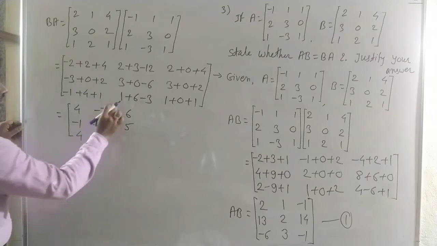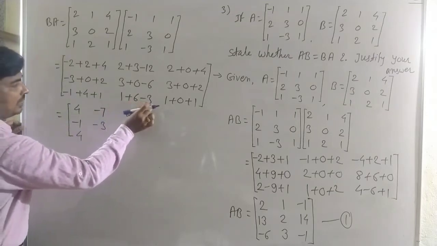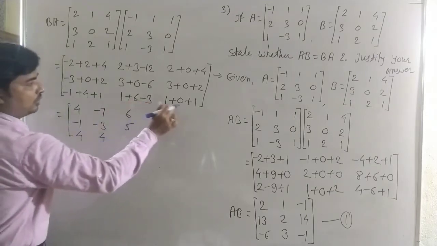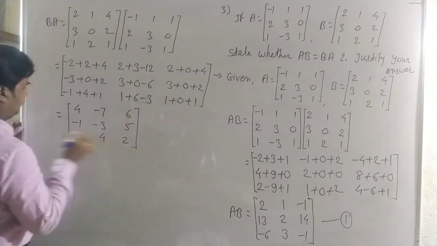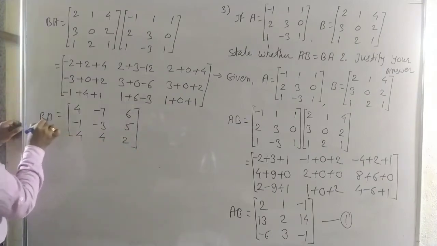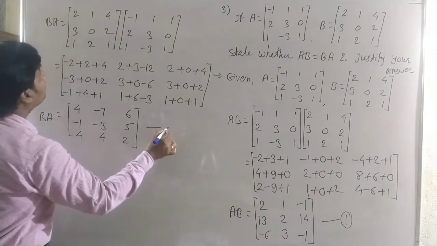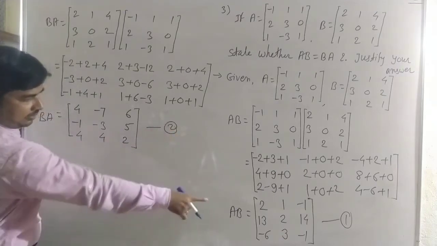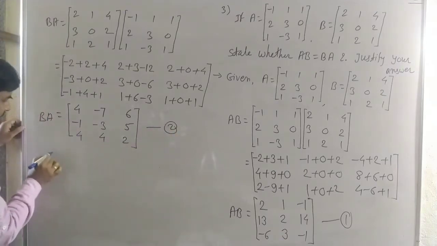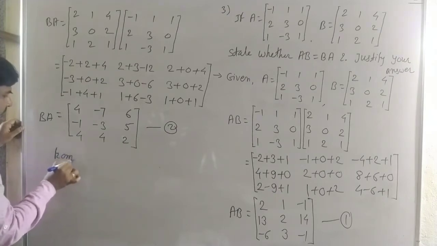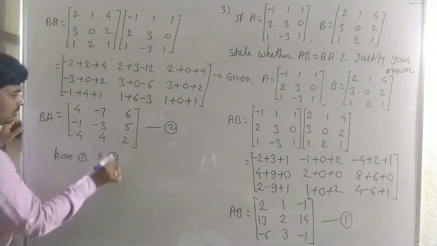Here it is a 4. It is a 7 minus 3, again 4. 1 plus 1, it is a 2. It is a BA. And it is equation number 2. Okay. And from 1 and 2.